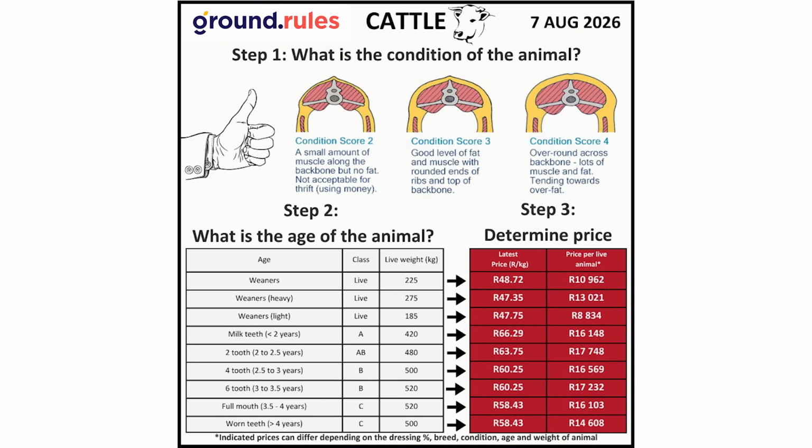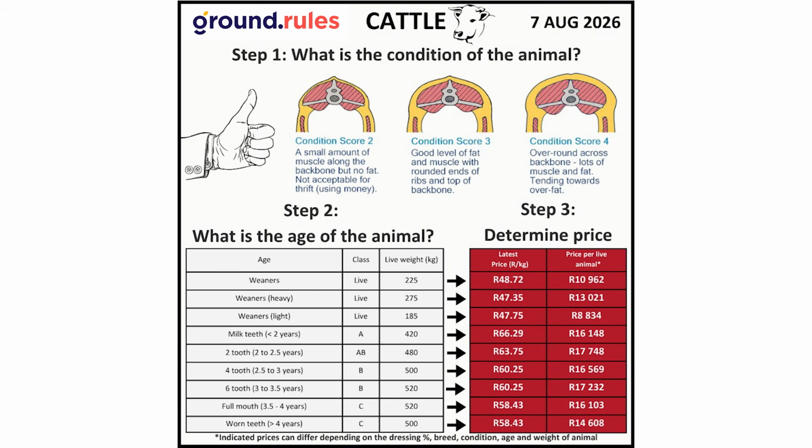Let's start with condition. Step 1, look at the animal before you look at the price. The condition score gives us a quick indication of how much muscle and fat the animal is carrying. At condition score 2, we are looking at an animal with relatively little muscle along the backbone and very little fat. The AMT guide specifically cautions that this isn't an ideal condition if your objective is finishing the animal for profit. Move up then to condition score 3, and you've got a much better balance, good muscle and fat cover, with the ends of the ribs and the top of the backbone becoming more rounded.